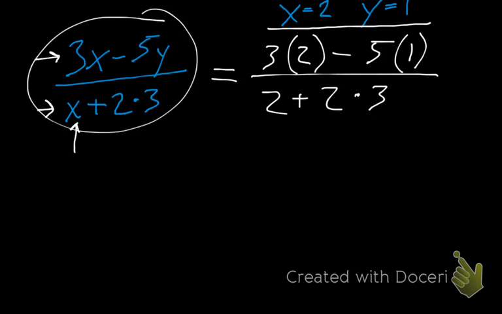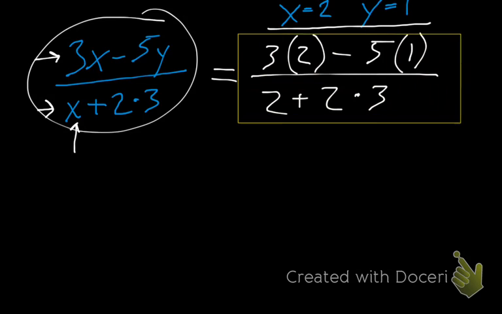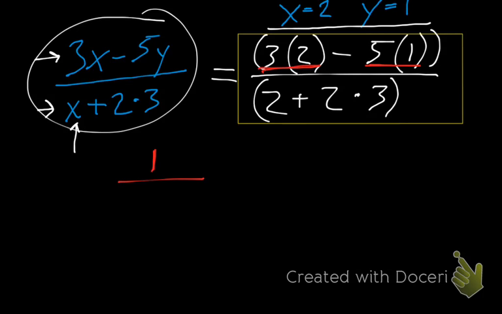Now we've got to remember our order of operations. I'm going to define this for you here. So we do the top all by itself, like it's in parentheses, and then we're going to divide by this whole bottom by itself. So let's figure out what the top is first. I'm going to switch colors. Well, we do the multiplication first. 3 times 2 is 6, 5 times 1 is 5, so 6 minus 5 is 1. I'm going to put a 1 there.